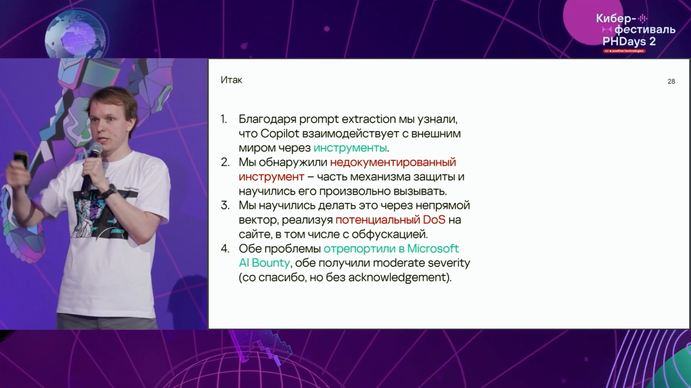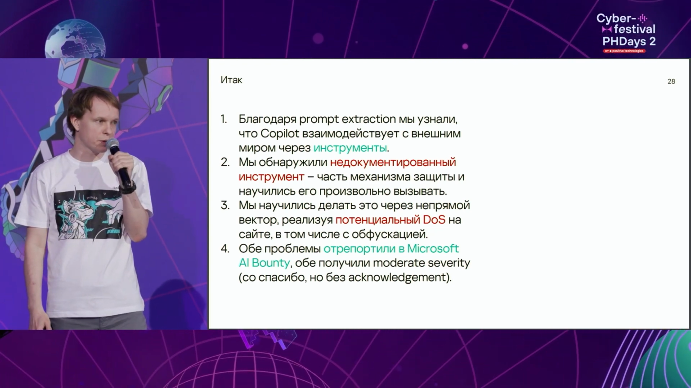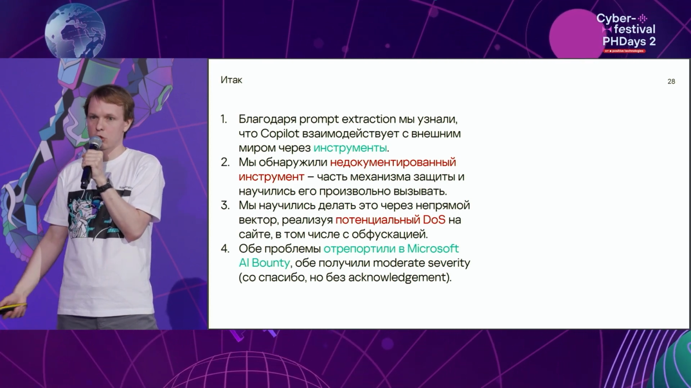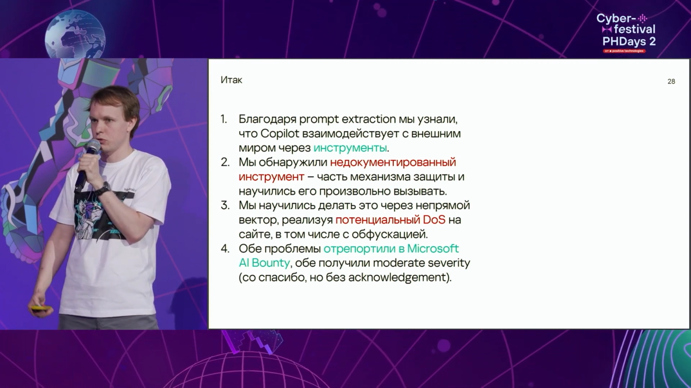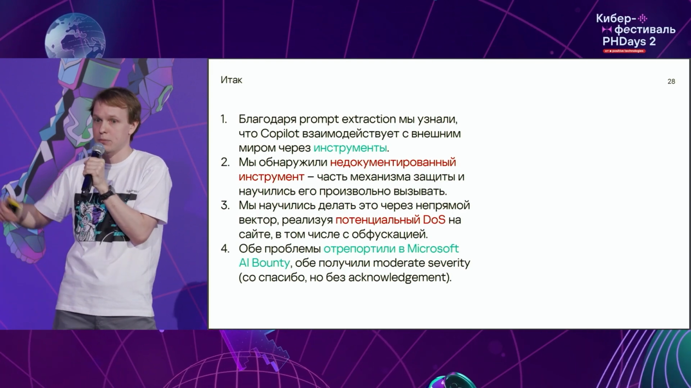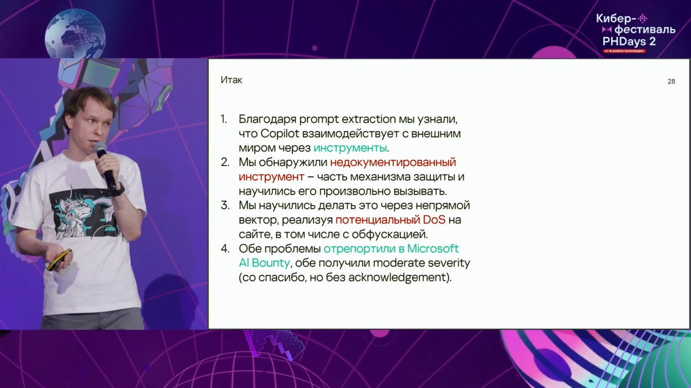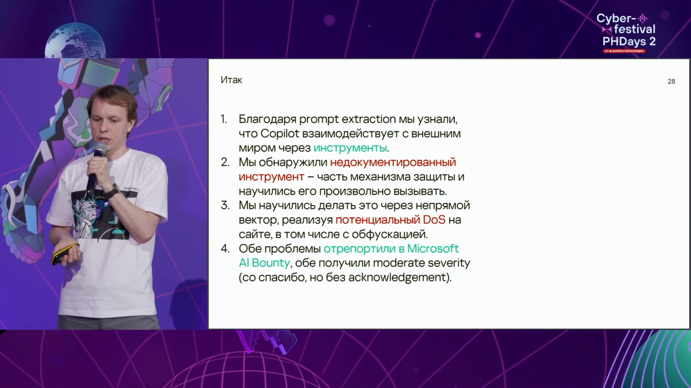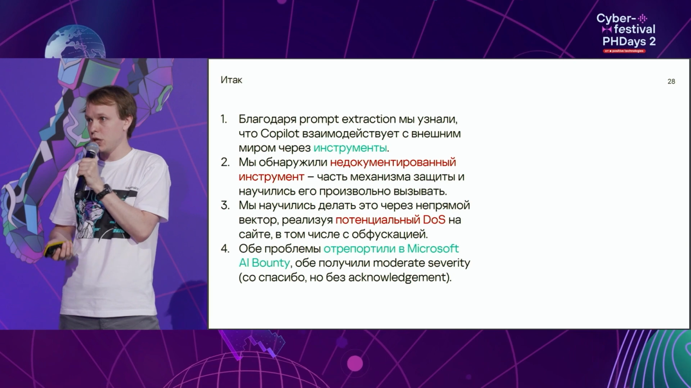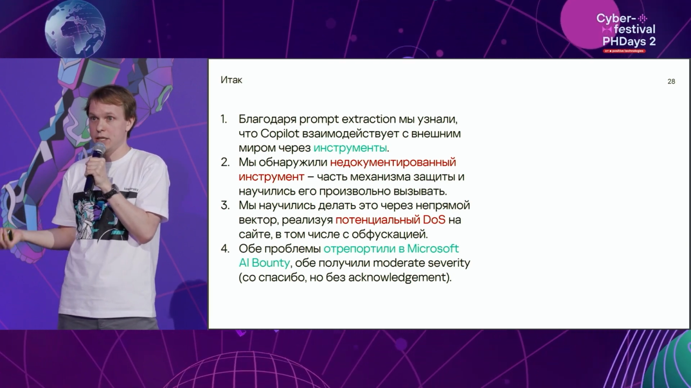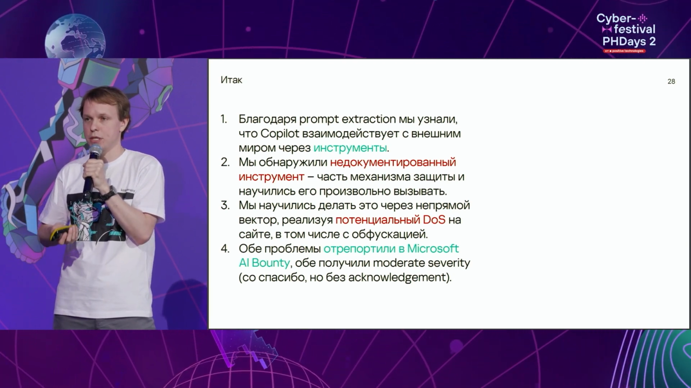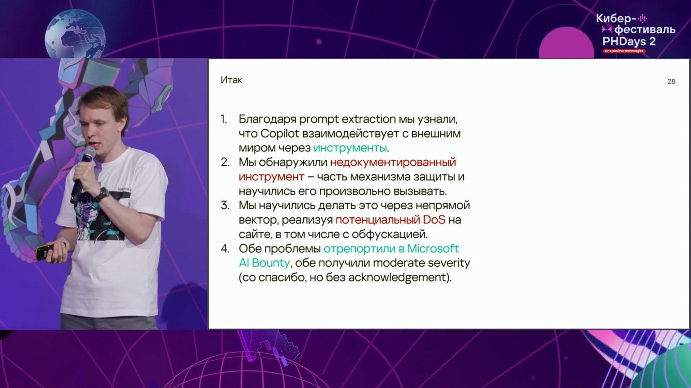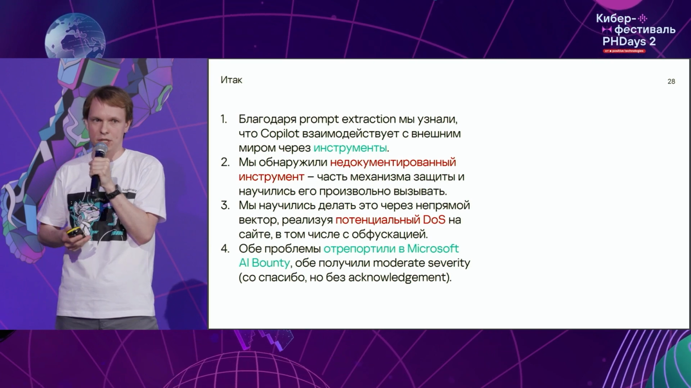So what did we end up with? We had conducted a set of experiments, and we started from a successful prompt extraction, and we learned that in Copilot there are tools, there are different ways of adding context to the language model, but here we use specific instruments. This is how Copilot interacts with the outer world. What's sent between the client and the server reveals that there is an undocumented tool in there, which is a part of a defense mechanism.